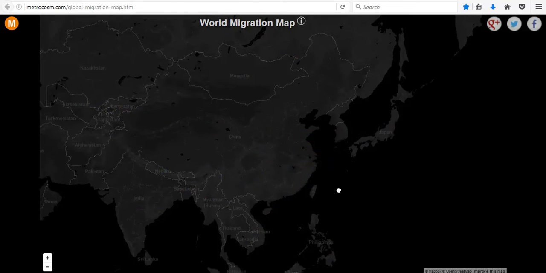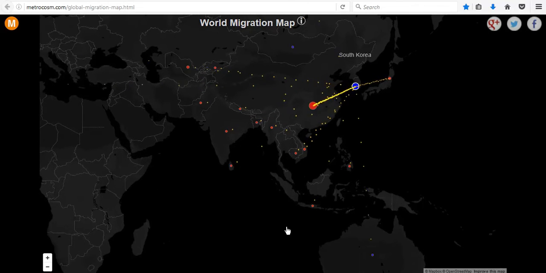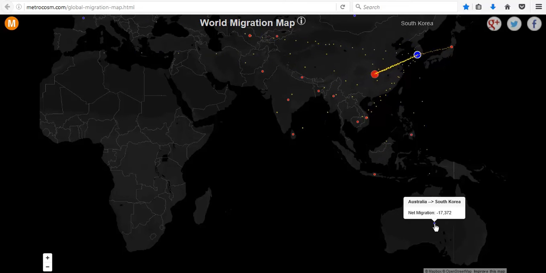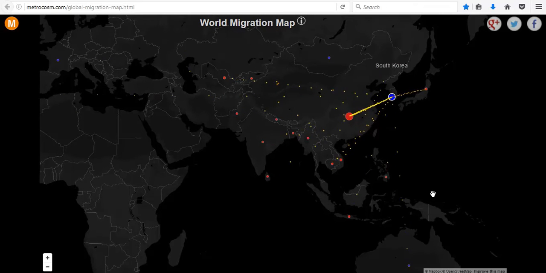What about some out-migration? We can see some places in which there's a blue dot. So let's look at the different ones and start trying to look at where we see the biggest rates. Once again, we're going to record data. So 17,000 out-migration, net migration rate to Australia. What that means is 17,000 more people are going to Australia than from Australia to South Korea.